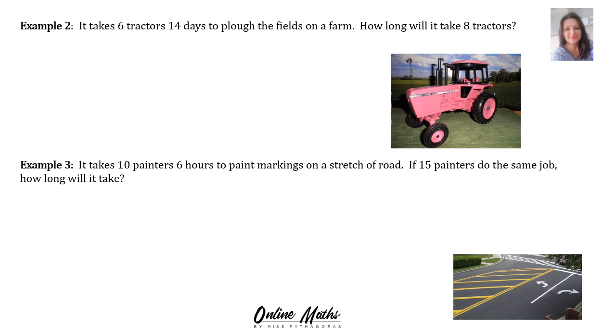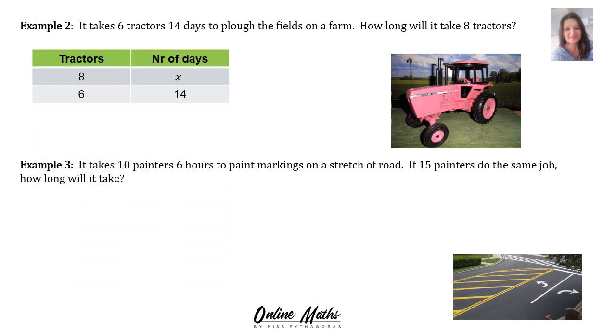Example 2. It takes 6 tractors 14 days to plow the fields on a farm. How long will it take 8 tractors? We make a table. Tractors and days. 8 tractors, x days. 6 tractors, 14 days. And because this is indirect proportion, now we're going to say 8 times x is equal to 6 times 14. And then to make x the subject of the formula, we divide both sides by 8. And we get x is 10.5 days.